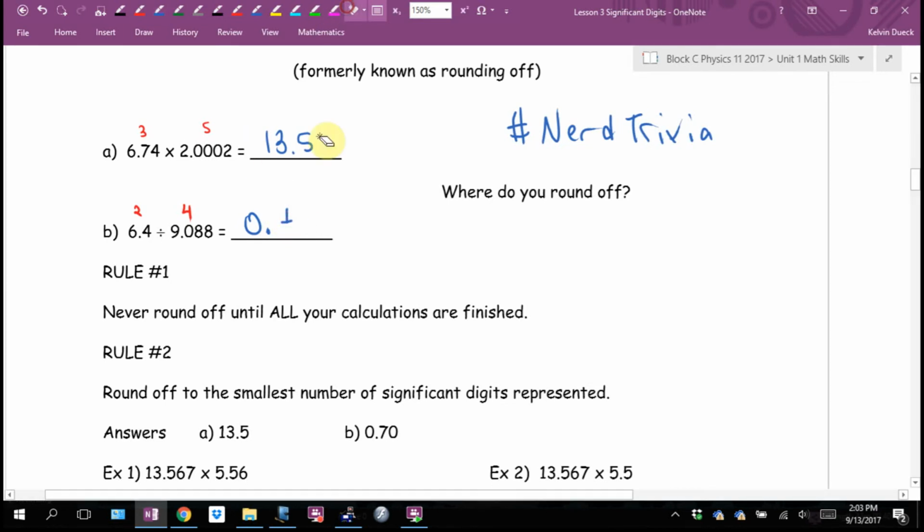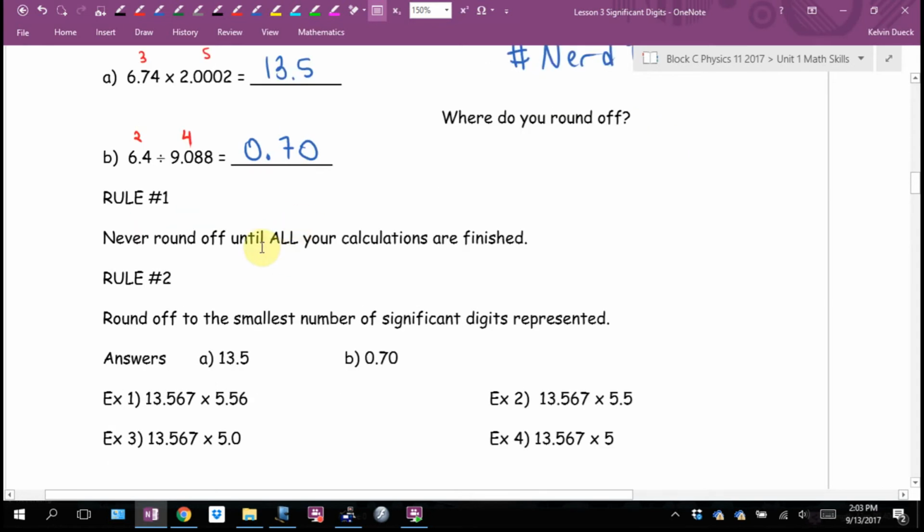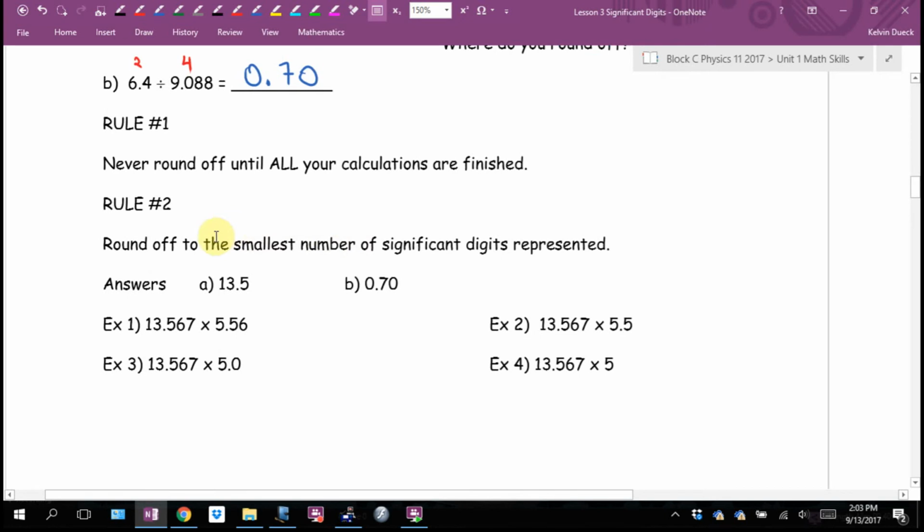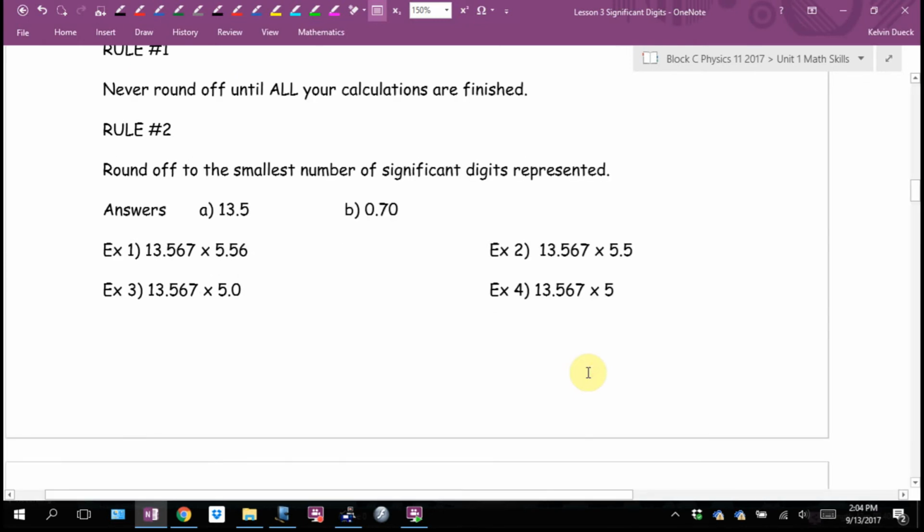Wow, that was no good. It all vanished. Come on, calculator. There we go. So, rule 1, never round off until all your calculations are finished. Rule 2, round off to the smallest number of sig figs represented. I've given you example 1, example 2, example 3, example 4, 4 questions that are almost identical. Try these on your own. I'll do them up here. Do your sig fig rounding and see if we get exactly the same answer.